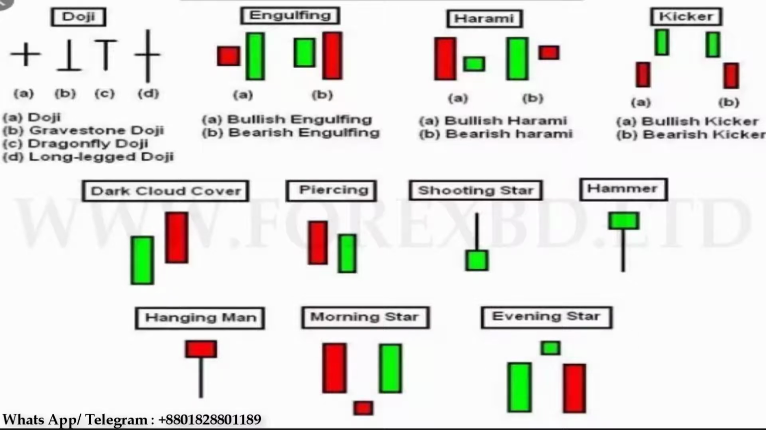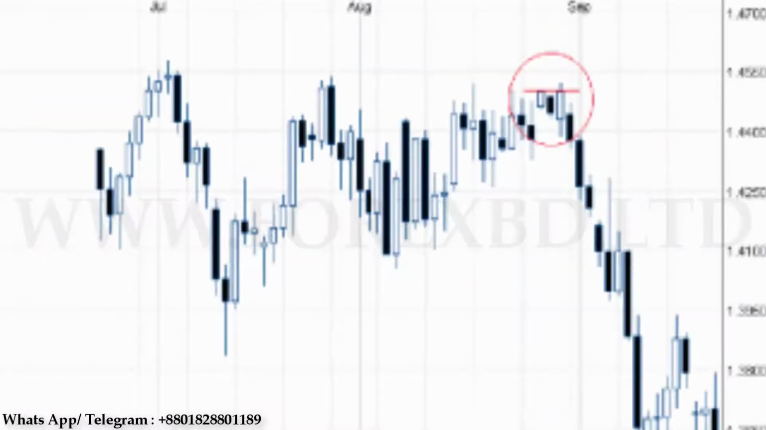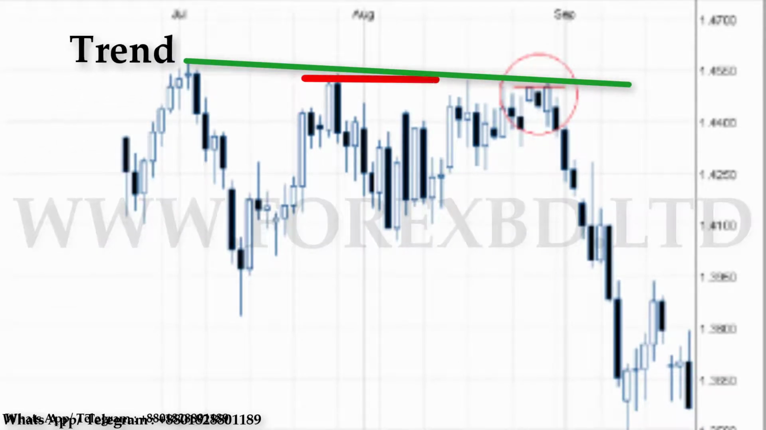Now will you trade after each candle is made? No, you have to trade with support, resistance and trend. Otherwise you will not get any good feedback. After making a candle, you have to see support, resistance or trend. Only trade if you have support and resistance or trend.